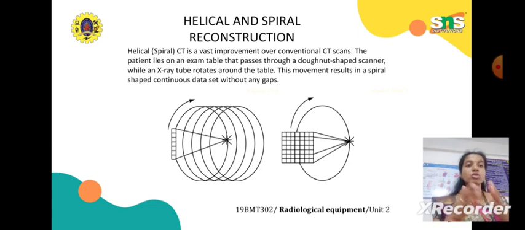When compared to the conventional CT scan, helical CT performs a very fast and quick process to detect the images in the body.